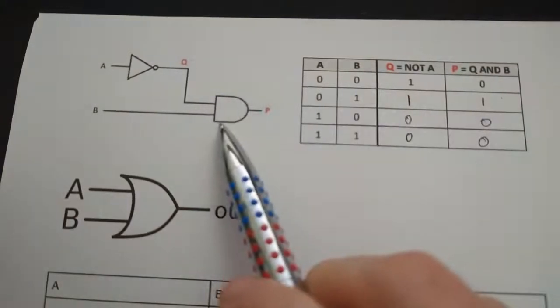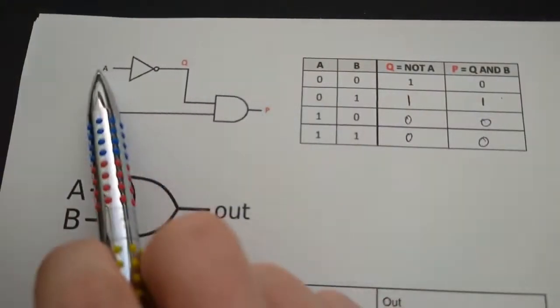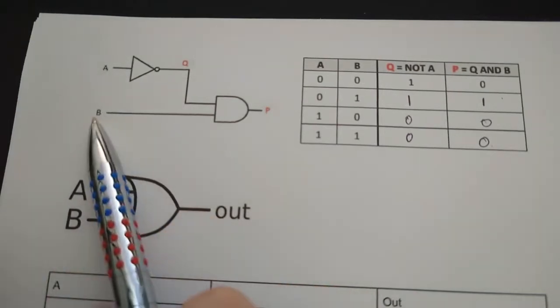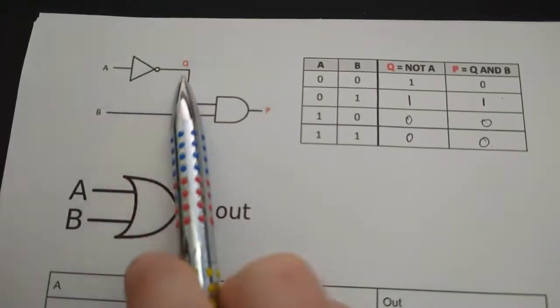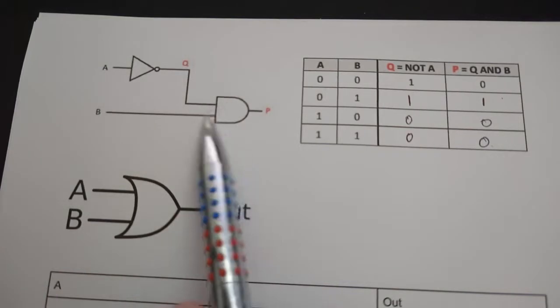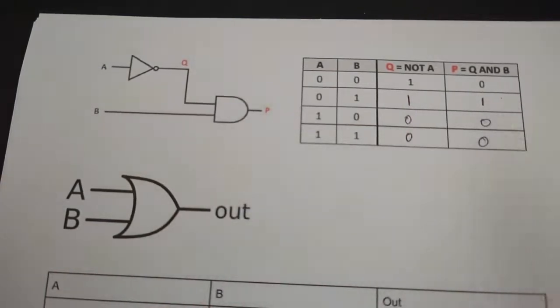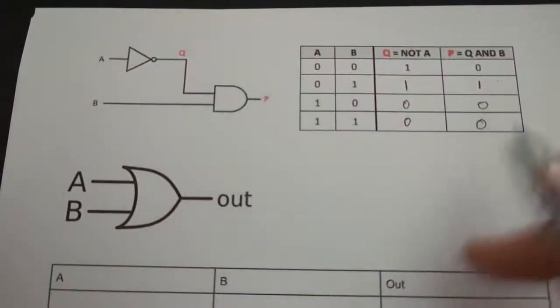The only instance where this will produce a 1 is when the input for A is 0 and the input for B is 1. A gets flipped to 1, so by the time it gets to the AND gate it's a 1 and a 1. And that's hence the output P.